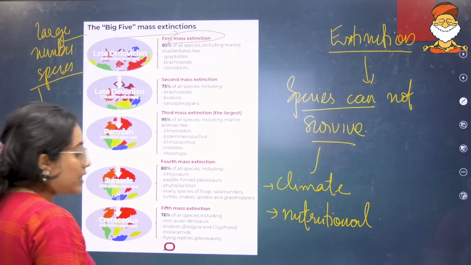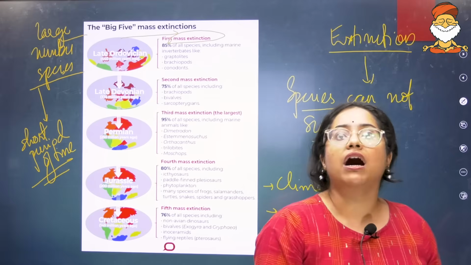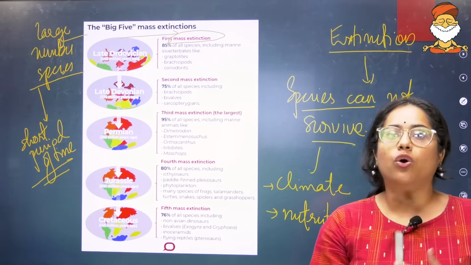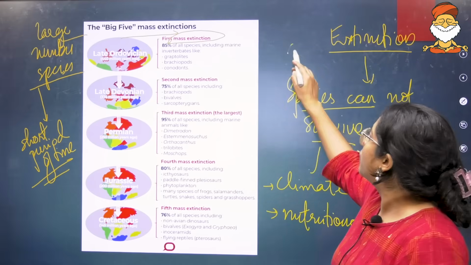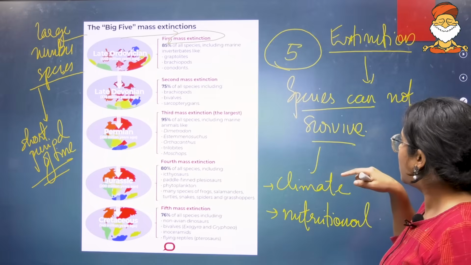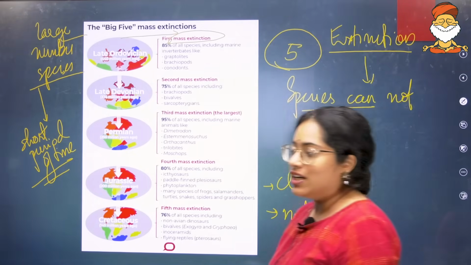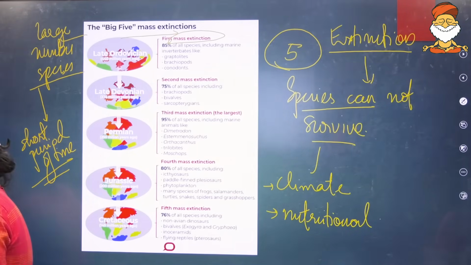Okay, and such features are called mass extinctions. The world has already undergone 5 mass extinctions. You don't have to study all of it, just the important ones that I'll be saying.